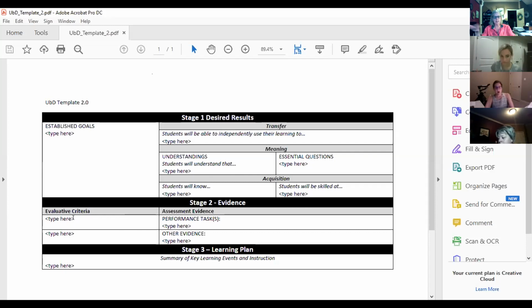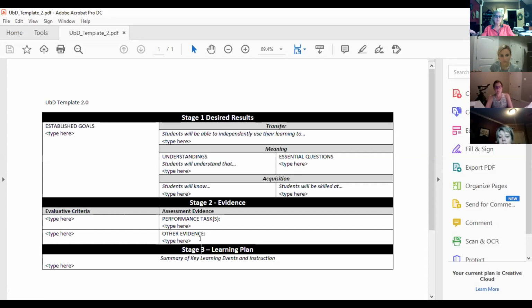So I may use an exit ticket. So I write exit ticket. What's their performance task? On their exit ticket, I'm going to give them 3 2-digit addition problems that I want them to solve. My other evidence, well, if I use an exit ticket here, I'm going to review those exit ticket results. And my evidence here is going to be how many students mastered the concept on their exit ticket.